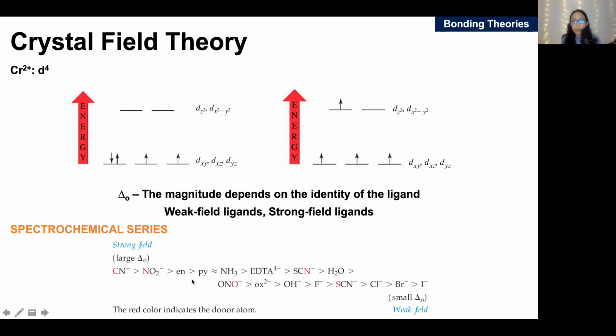So remember, in this spectrochemical series, you have to be very careful for some of the ligands that can attach via multiple atoms, like nitrite. It can attach via nitrogen and via oxygen. So if it is through nitrogen, it is a strong field ligand. But if it is through oxygen, it is relatively a weak field ligand, or it's in the middle of the spectrum. So you have to memorize this spectrochemical series.